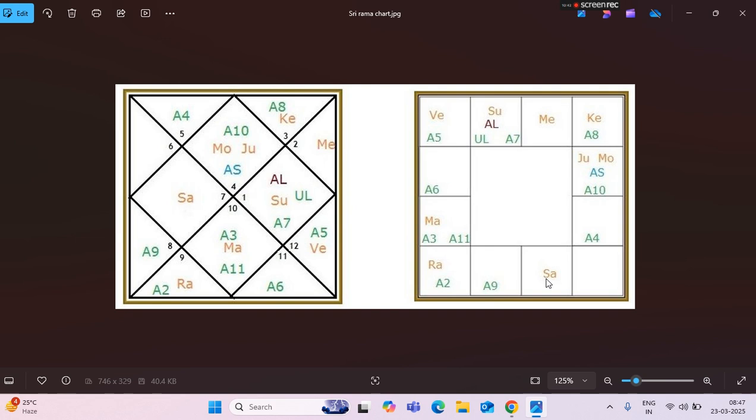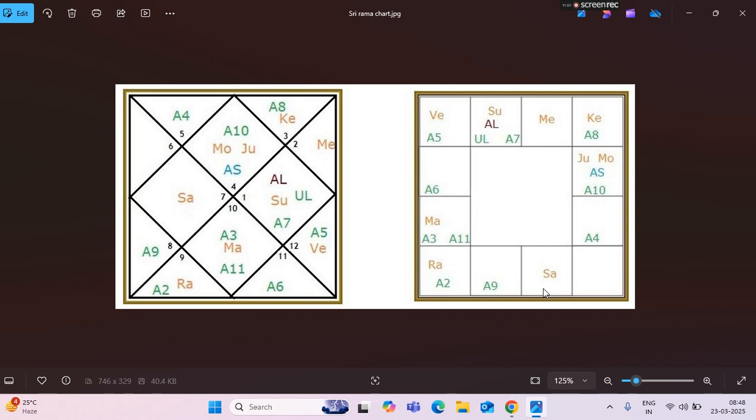So, after the marriage, when Sita came into his life, that is the seventh lord going and sitting in the fourth house, it is Vanavasa for him. What is Saturn here? Mandhara, the old lady. She made Ramachandra go to the Vanvasa.